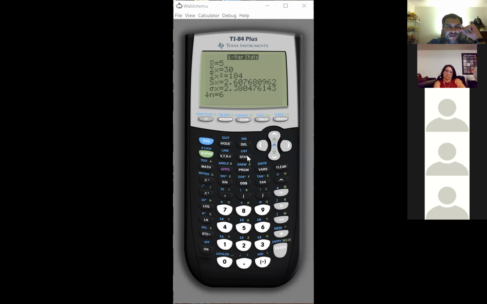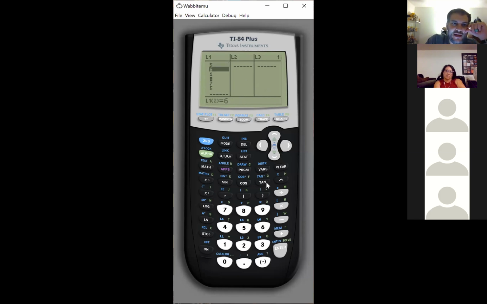Okay. Thank you. So if you want to enter the data set again, you go to stats, and then you just choose edit, and then you need to enter the numbers. Every time you enter a number, you have to press enter to go to the next number. So you go 5, enter, 7, enter, 5, enter, and so on and so forth. That way you can enter the whole data set. All right. Any other question in regard to the calculator?